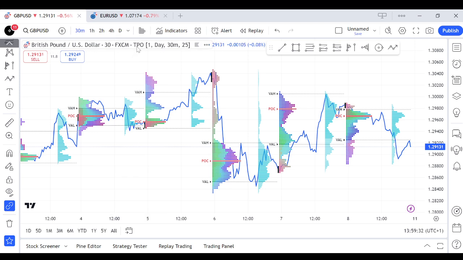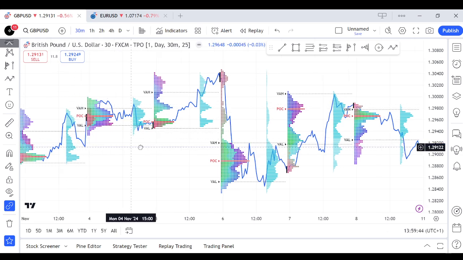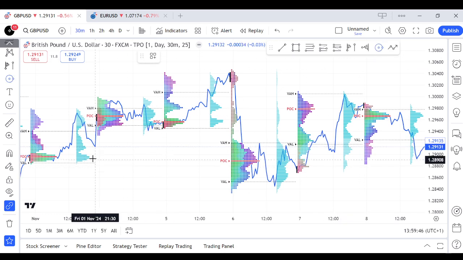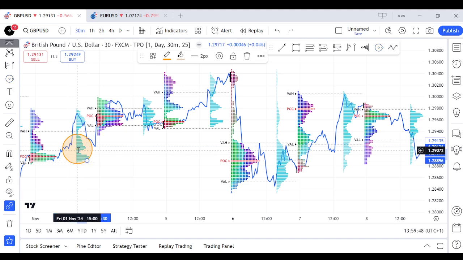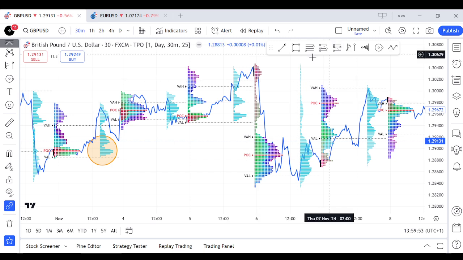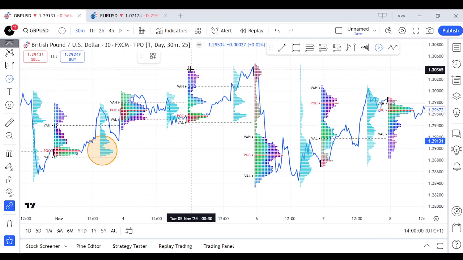So this is the TPO, and like I said, market profile is a type of charting tool that organizes market data by combining price, time, and volume. This blue right here is the volume, that's the volume profile. Now the line is the price. Price movements is the line. And this is the time price opportunity, these series of blocks.